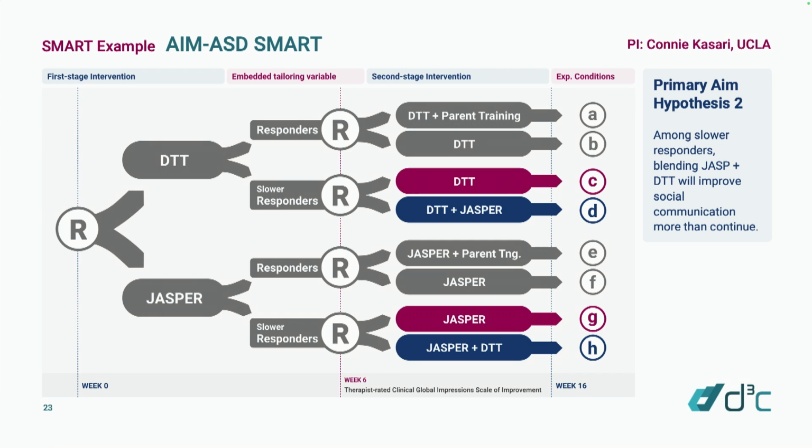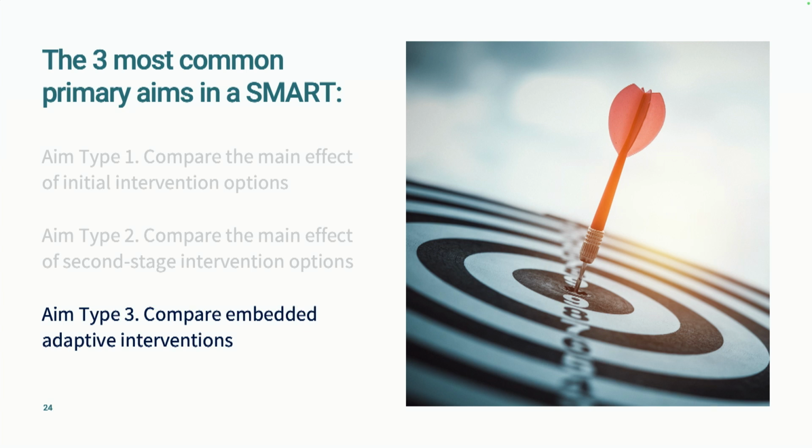Everybody good so far? All right, AIM type 3. This one is delicious. And by the way, this one over the years has become the one that most of you, early in the days of SMARTs, a lot of people made this one their primary aim, as did Connie.